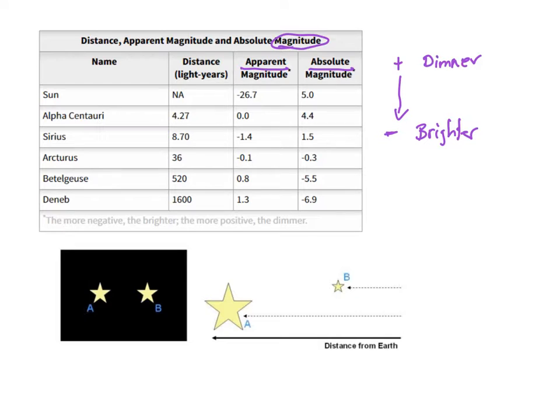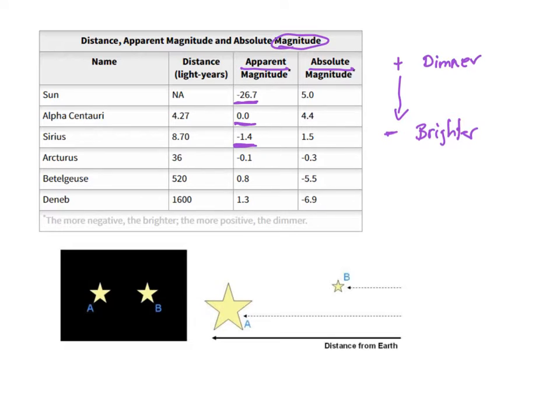Apparent magnitude is how bright it is from Earth. When we look at it, what's its apparent brightness? We'll notice that if we take the brightest object in the sky, the sun, it has an apparent magnitude of negative 26.7. So that's going to be really super bright. The closest star has an apparent magnitude of 0, and one of our brightest stars is going to be Sirius. Sirius has a magnitude of negative 1.4. So these are apparent: when we're looking at the stars, how bright do they seem from Earth.